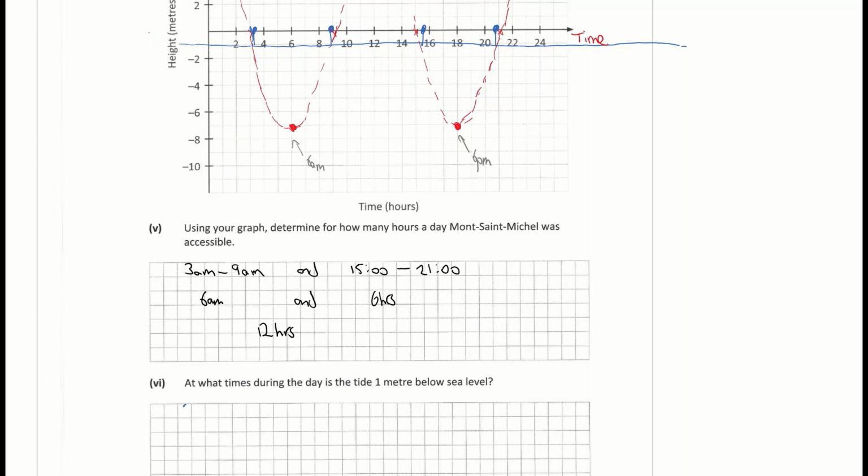About 3:15 a.m. give or take, and then just before 9 a.m., so I'm going to say at 8:50 a.m., and again there just after 1500 hours, which is 3:15 p.m., and again finally there at just before 21, which is just before 9 p.m., which is 8:50 p.m. So they would be the 4 times that the tide is below.